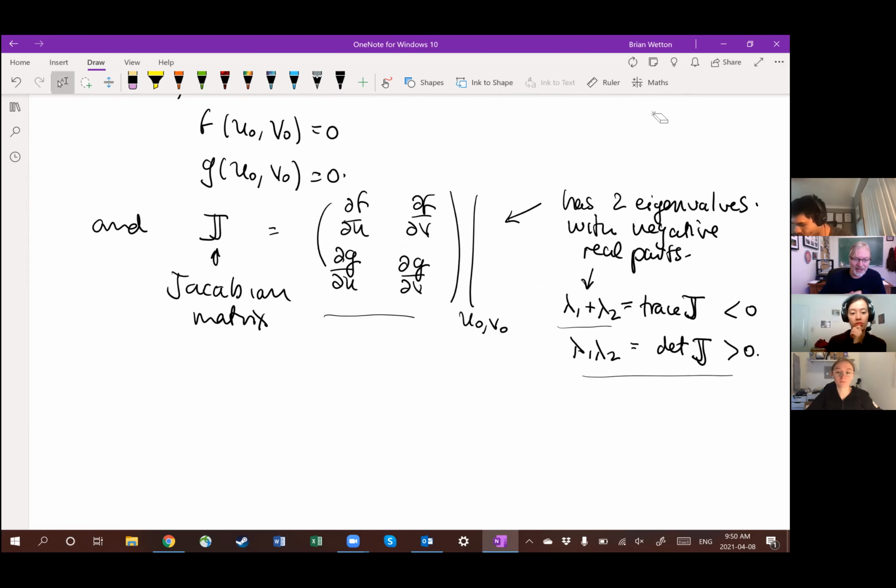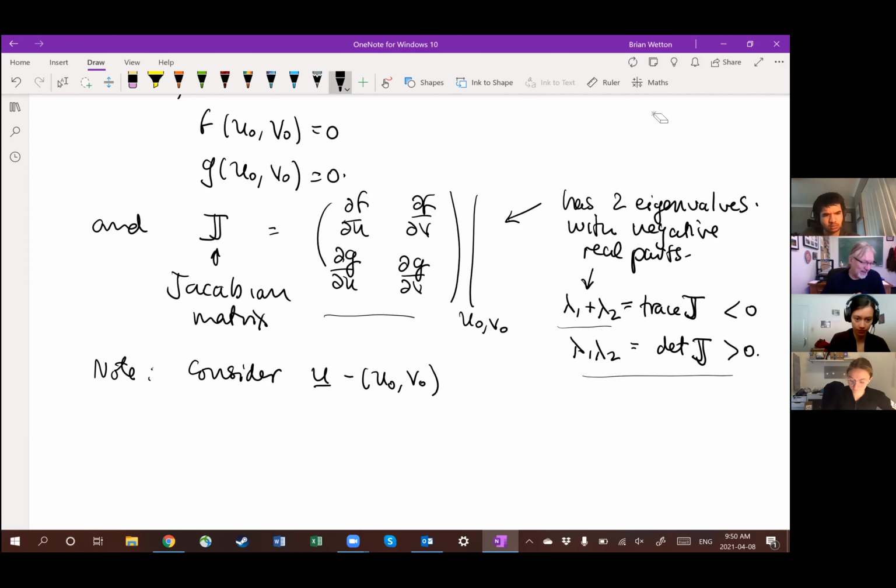Well, okay, I don't like looking at everything around the equilibrium U0, V0, so I want to shift it so it's at the origin. That's pretty easy to do. We're just going to shift. So note, we will consider what we were calling U, we're going to shift it by that amount. And I don't want to call it something new, so I'm just going to relabel that as U again. And now I'm going to have the equilibrium at U equals 0.